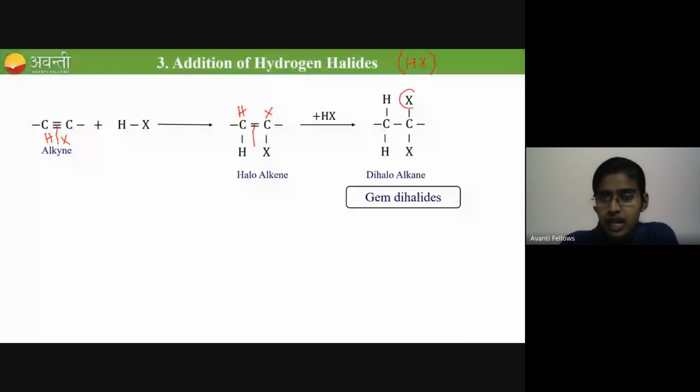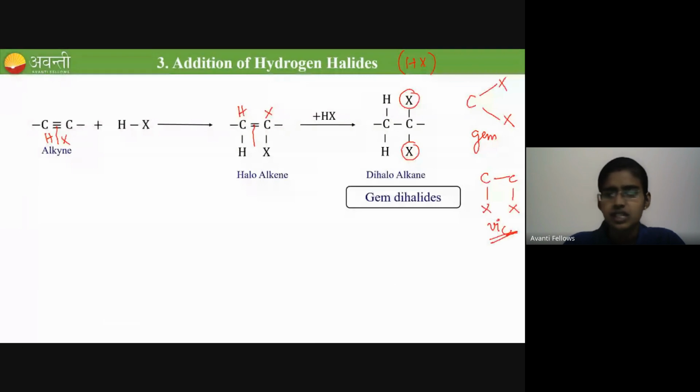If 2 halogens are attached to the same carbon, that compound is called a geminal halide. If 2 halogens are attached to adjacent carbons, then it is called a vicinal halide. We have discussed this vicinal in the previous alkenes and alkanes, right? Now geminal is here. Got it? So this is the difference between geminal and vicinal dihalides.